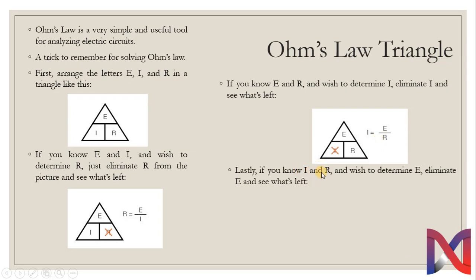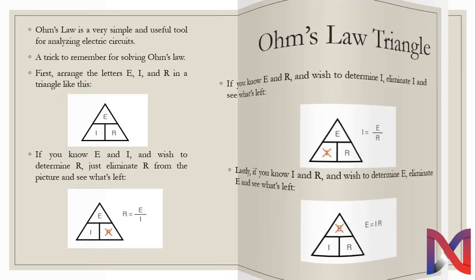Lastly, if you know I and R and wish to determine E, you have to eliminate E from this triangle and see what's left. You will be left with I and R. So V is equal to IR will be the formula through which you can calculate the voltage. See, this is how you calculate different parameters, either E, I or R, through Ohm's Law Triangle.